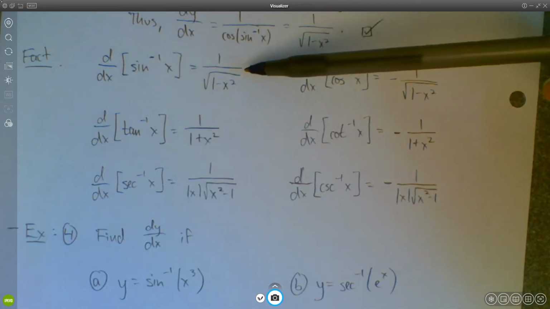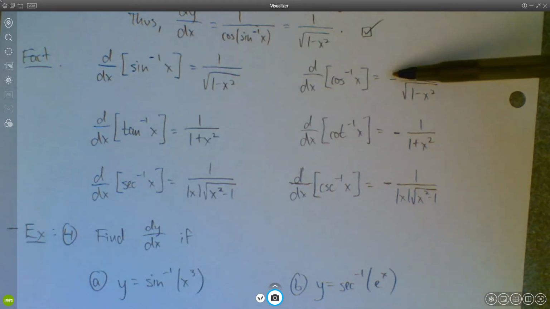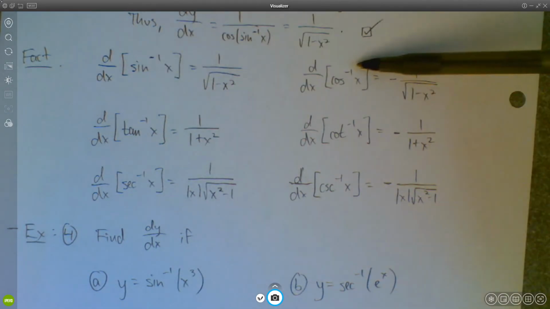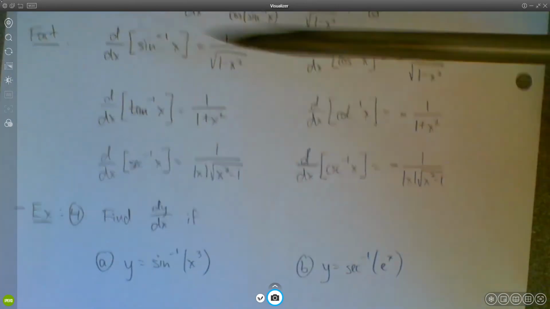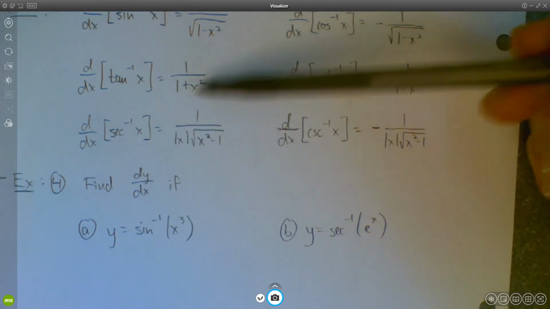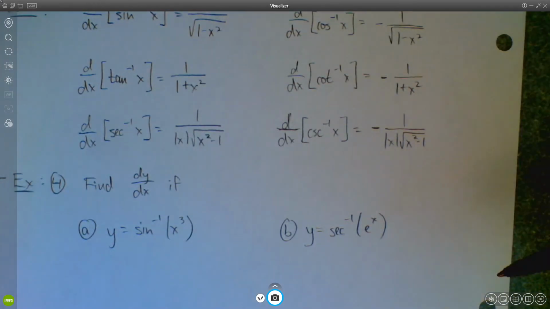But look what is also really nice about this is that derivative of cosine inverse is just negative 1 over square root of 1 minus x squared. That's just the negative version of this one, right? So sine and cosine go hand in hand in that way. One of them's positive, the other's negative. Same thing goes for tangent and cotangent, right? So derivative of tangent inverse is 1 over 1 plus x squared. Derivative of cotangent inverse is negative 1 over 1 plus x squared.